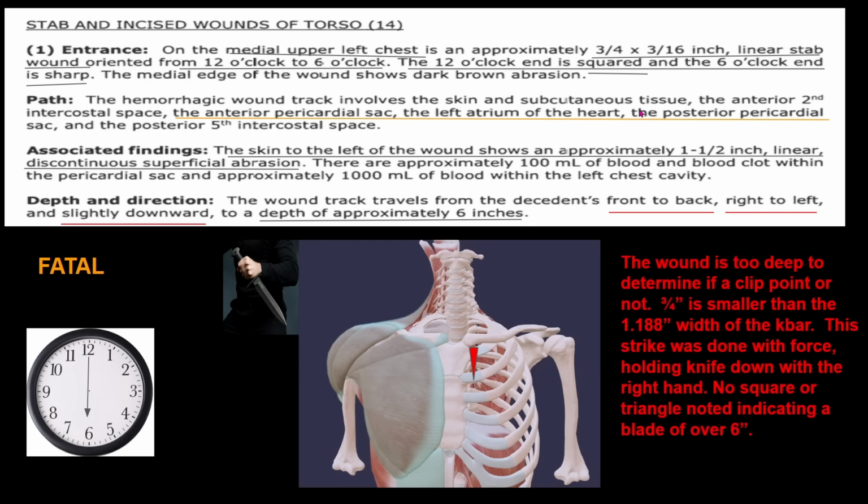You can see that it involves the anterior intercostal space, the anterior pericardial sac, the left atrium of the heart, the posterior pericardial sac, and the posterior fifth intercostal space. And then it talks about there being approximately 1,000 milliliters of blood within the left chest cavity. This is a fatal wound. It would have been fatal very fast, and the blood didn't extend out of her body.